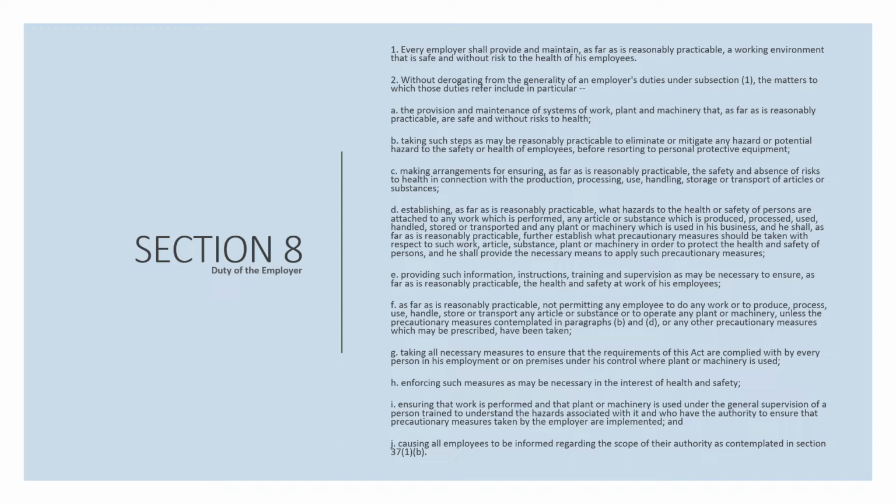The next aspect is looking at taking steps, again, as may be reasonable and practical, to eliminate or mitigate any hazard or potential hazard to the safety or health of employees before resorting to personal protective equipment. This HIRA program, or hazard identification and risk assessment, helps us to analyze what health and safety hazards or dangers there are that could impact employees. We then look at reasonable and practical measures to first of all eliminate these completely. If this is not possible, we move over to mitigation. Mitigation means to make safer.